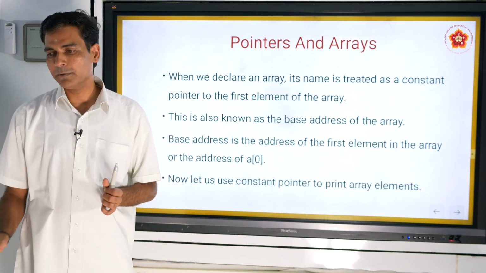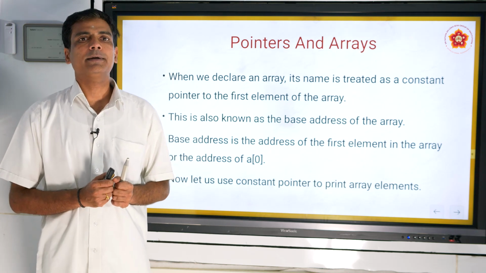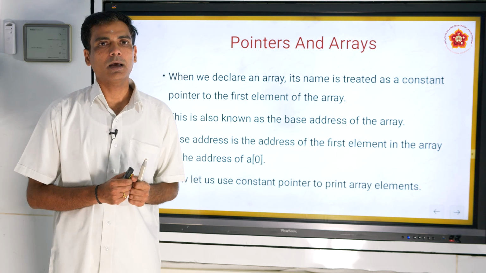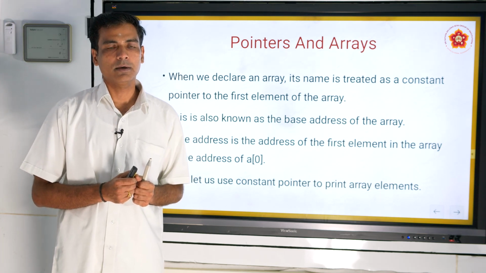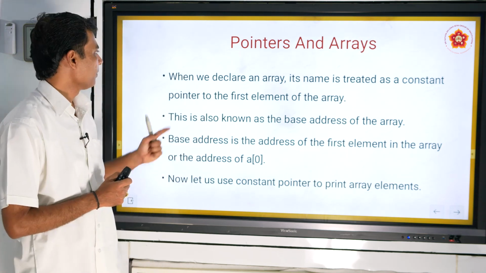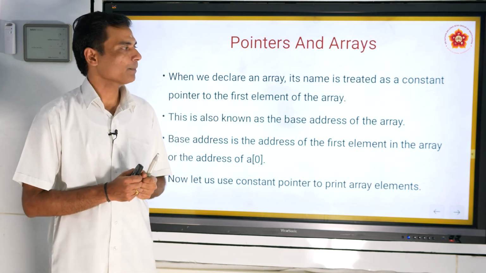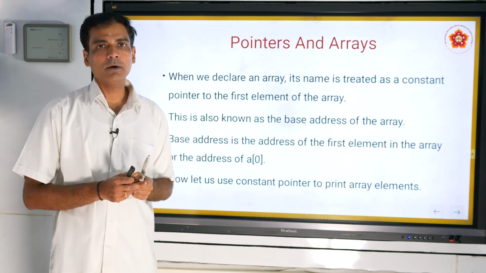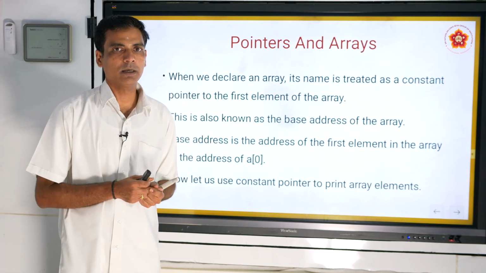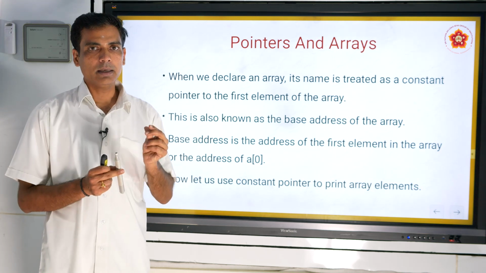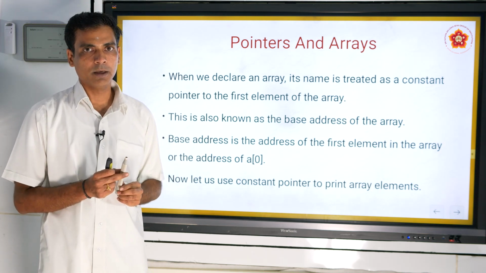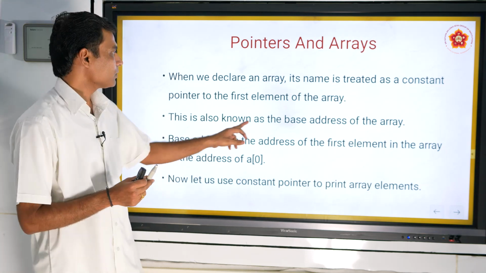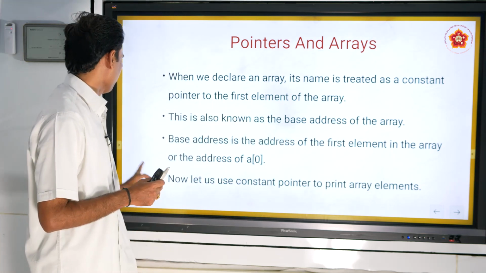Now the most efficient use of the pointer is while working with arrays. So let's understand how we can work with arrays efficiently by using pointers. When we declare an array, its name is treated as a constant pointer to the first element of the array. We must understand this concept first. The name of the array is the pointer itself, but what does it point to? It points to the base address of the array.